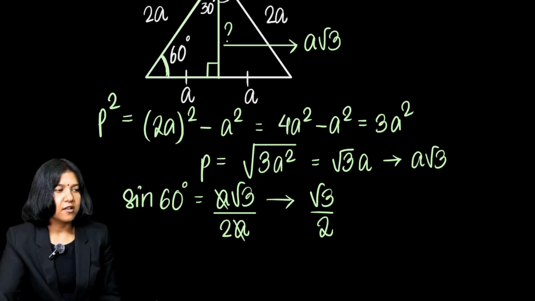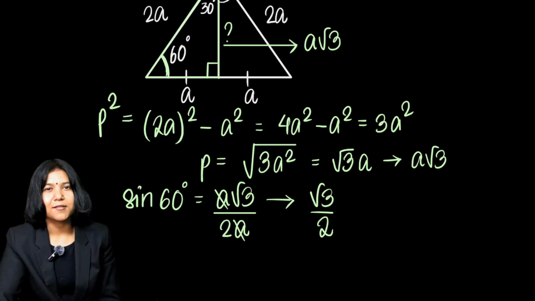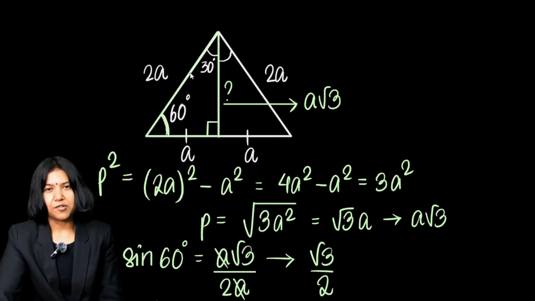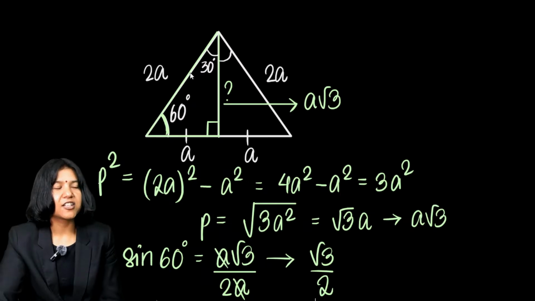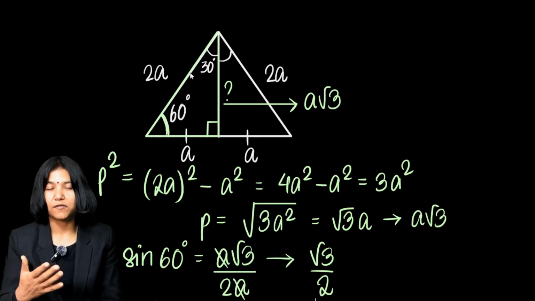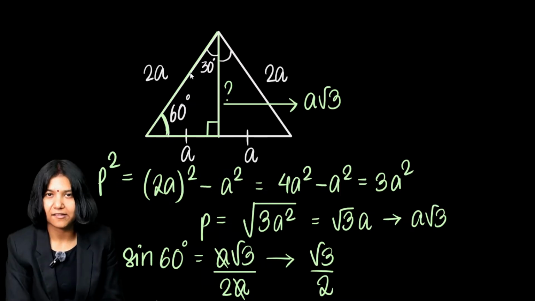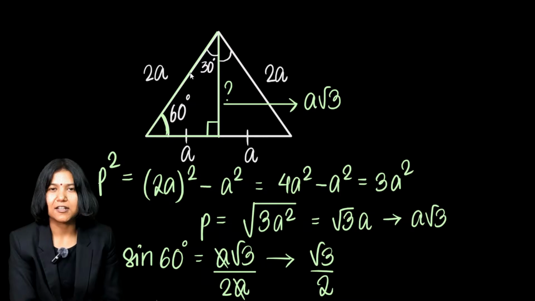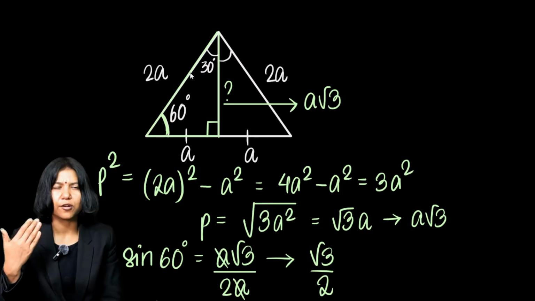Remember that sine is always the ratio of the perpendicular to the hypotenuse. There is no way that the perpendicular can ever exceed the length of the hypotenuse. So it makes sense why the value of the sine ratio should always be less than 1. There is no way that the value of sine theta will ever go beyond 1.